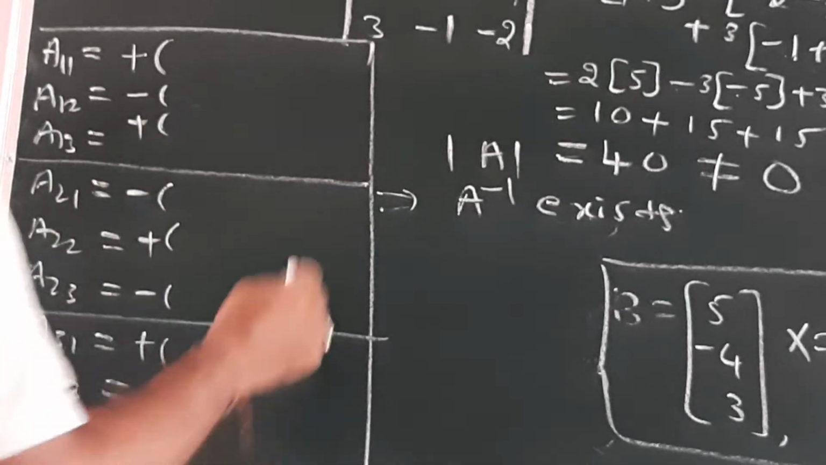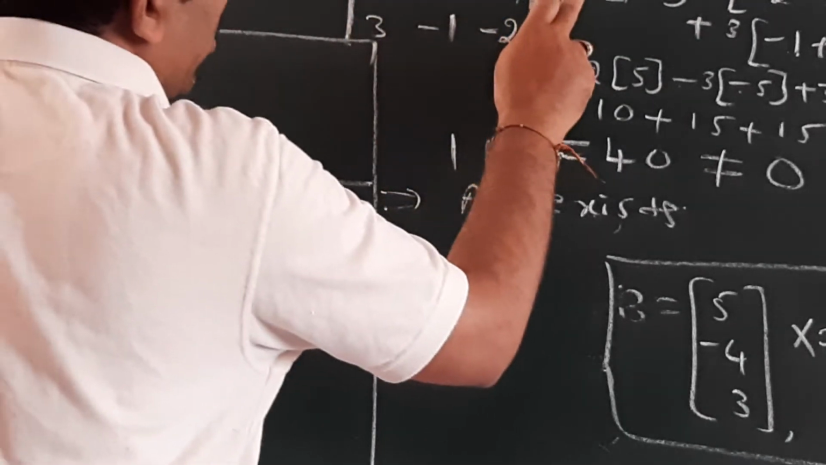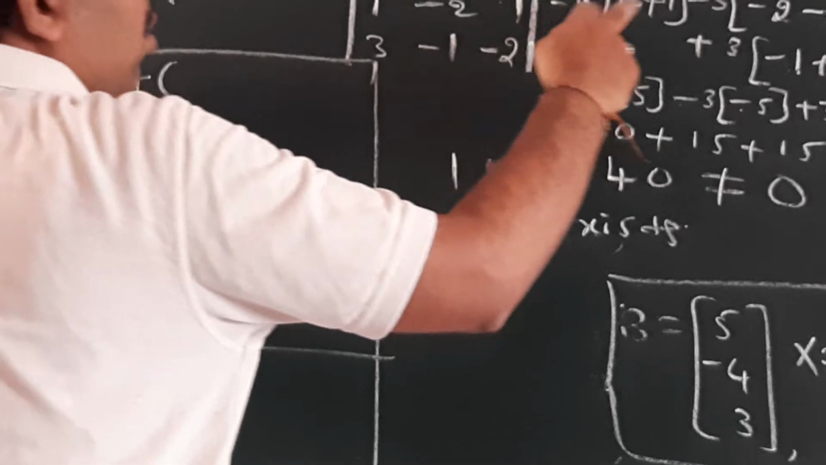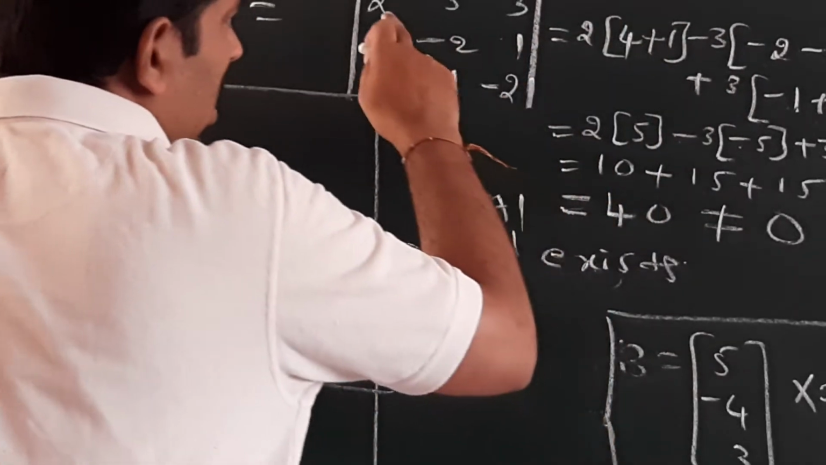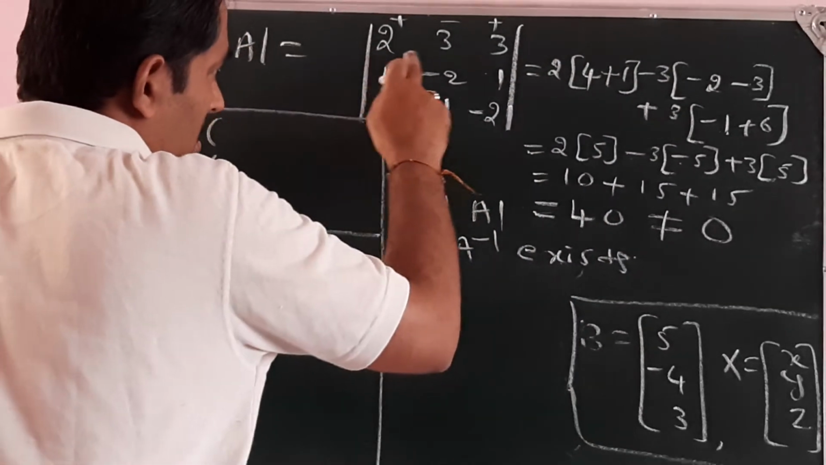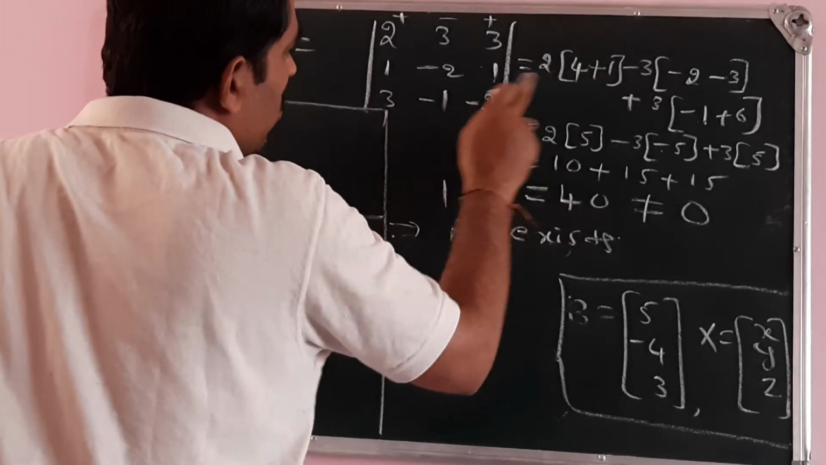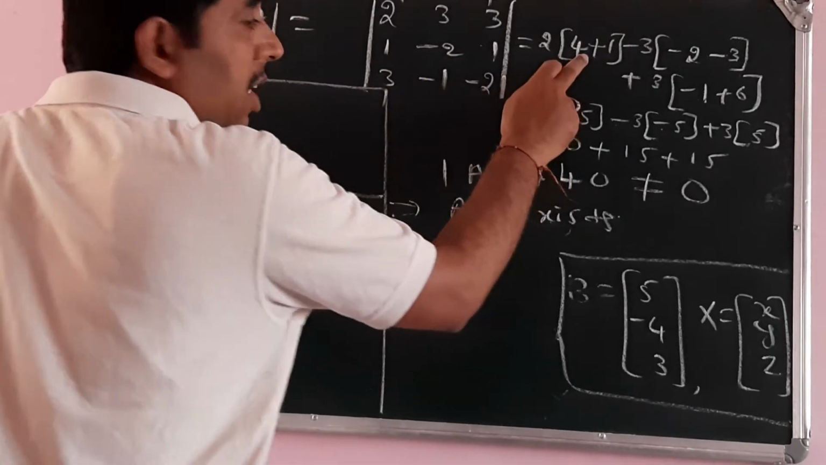Then first I will consider 2 3 3. We have already written here 2 3 3. So 2 means leave this column and this row. So we got 4 plus 1. Minus 2 into minus 2 is plus 4.